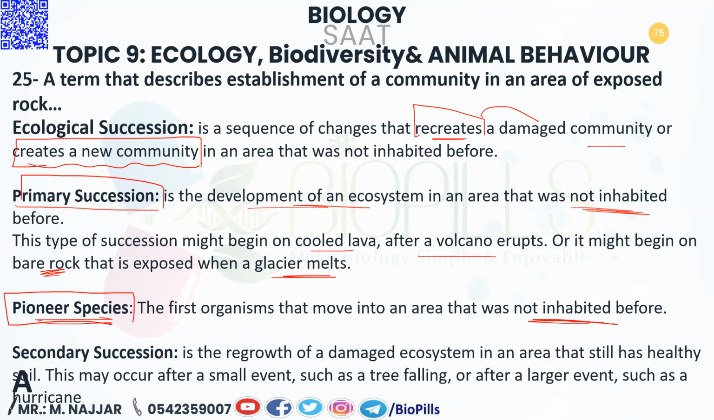And secondary succession is the recreation or regrowth of a damaged ecosystem. So there was an ecosystem before in an area that still has healthy soil intact. Okay, it was a system before. So this may occur after small events such as a tree falling, or a larger event such as a hurricane, a forest fire, a thunderstorm, a tornado, or an earthquake, something like this.